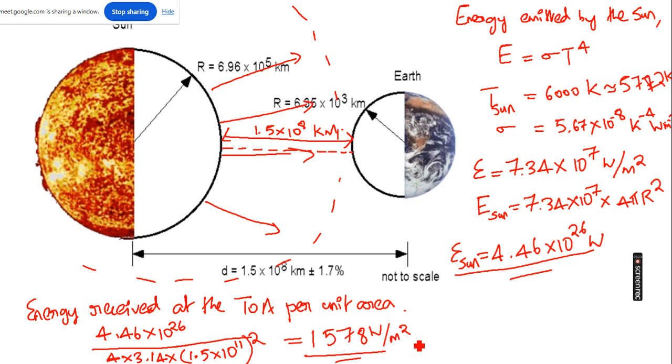So generally, the value of the solar constant is 1360 watt per meter square. I think because of this assumption, we have gotten a larger value. Theoretically, we generally take the value as 1360 watt per meter square. So maybe you can redo the calculation with the sun's temperature as 5772 Kelvin rather than 6000 Kelvin. I think that has made the difference. So that is the energy received at the top of the atmosphere per unit area.